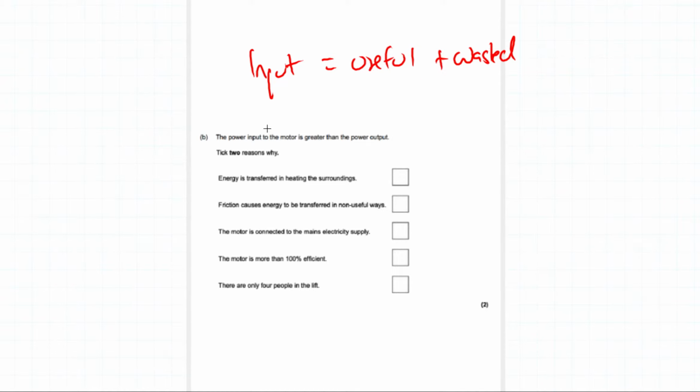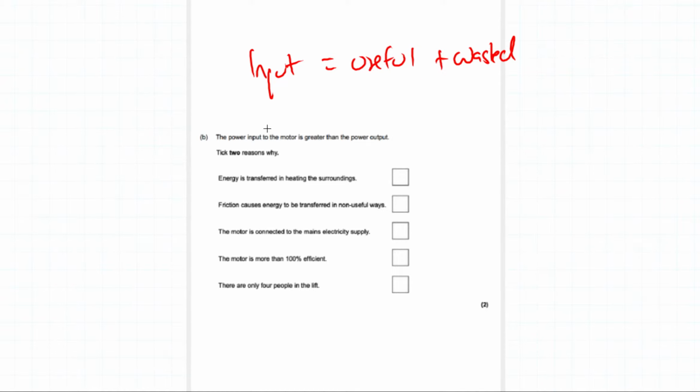And there are only 4 people in the lift. Just no, that doesn't help us at all in this situation. The number of people in the lift doesn't mean anything in terms of the power input being greater than the power output, and it's certainly less of a reason than these two. So the answer is energy transferred as heat into the surroundings, and friction causes energy to be transferred in non-useful ways.